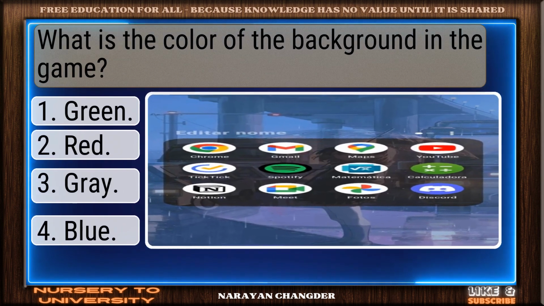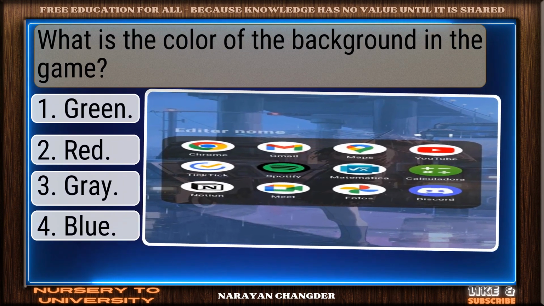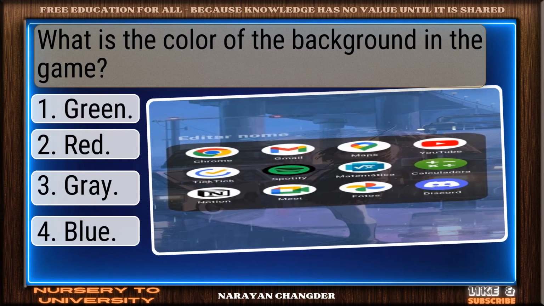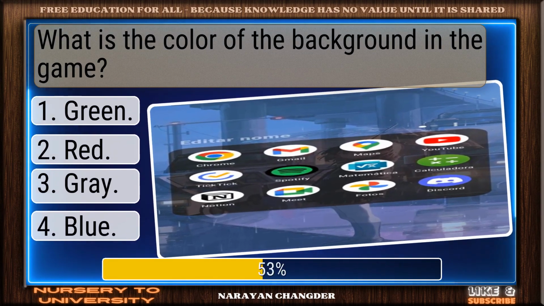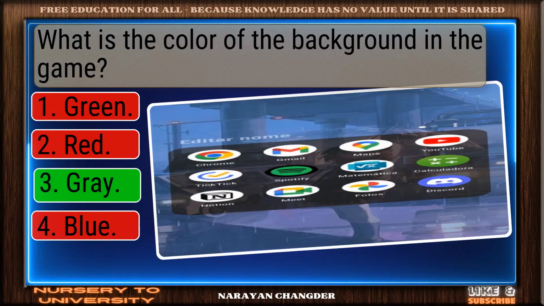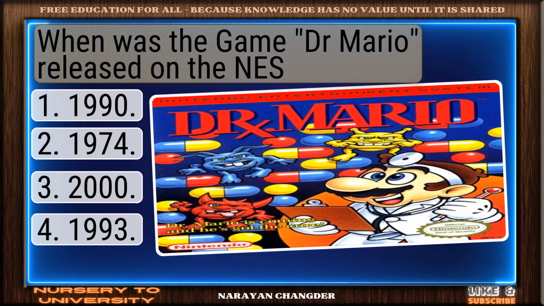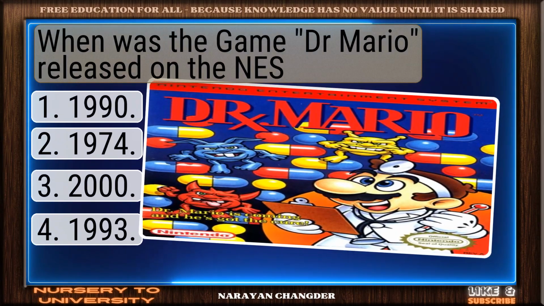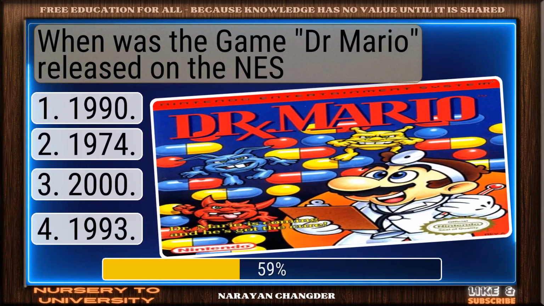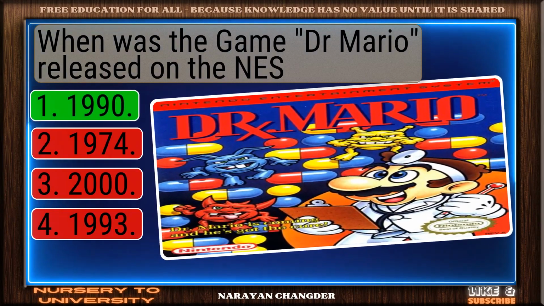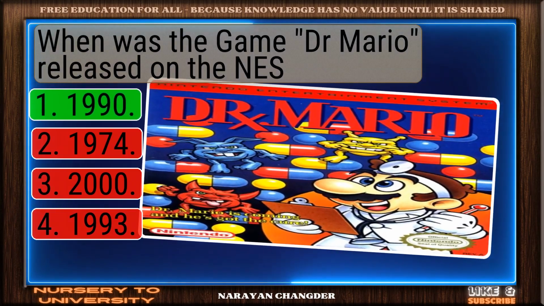Question number 23. What is the color of the background in the game? Valid point. Gray is true. Question number 24. When was the game Super Mario released on the NES? Excellent. 1990 is a brilliant choice.